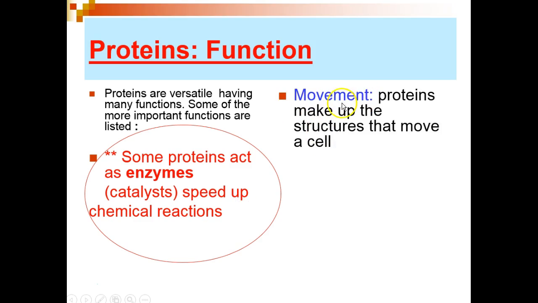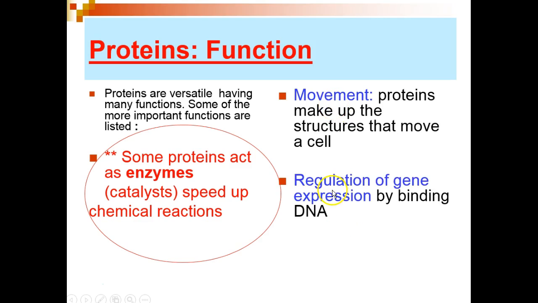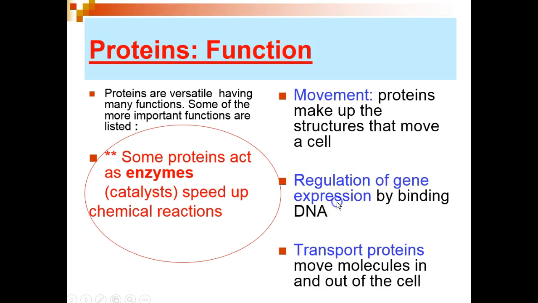Other proteins are involved in structures that are used by cell movement, like flagella or cilia. Other proteins are found inside the nucleus of eukaryotic cells or the nucleoid of prokaryotic cells, binding to DNA, regulating gene expression. Yet other proteins are involved in transport of molecules in and out of the cell.